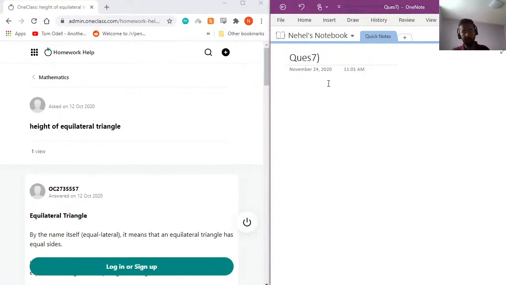Alright, next up, height of an equilateral triangle. For this question, we would need to use a theorem called Pythagoras theorem, which equates the hypotenuse and the height in the base of a triangle. So first, let's look at what an equilateral triangle is.